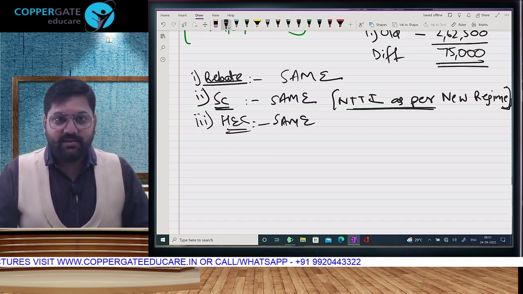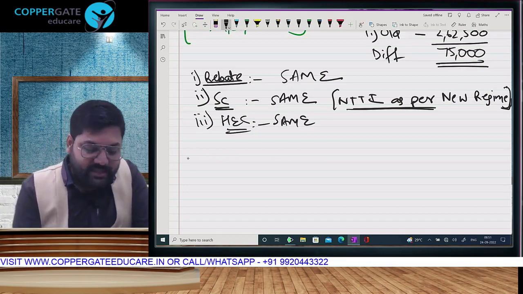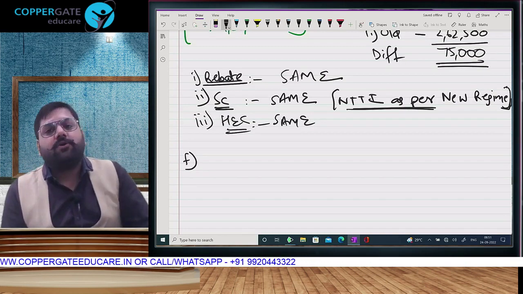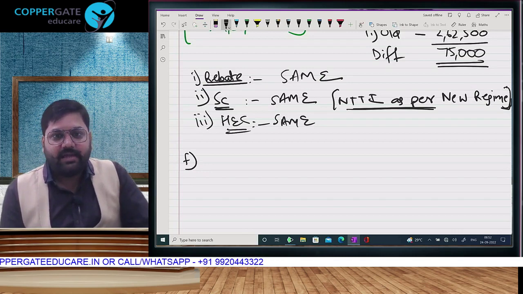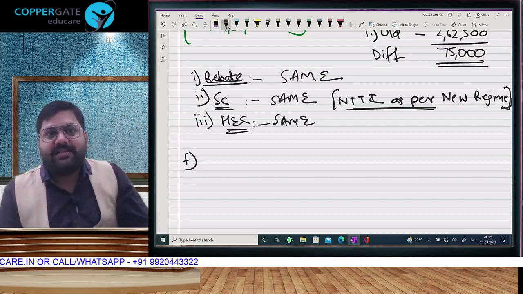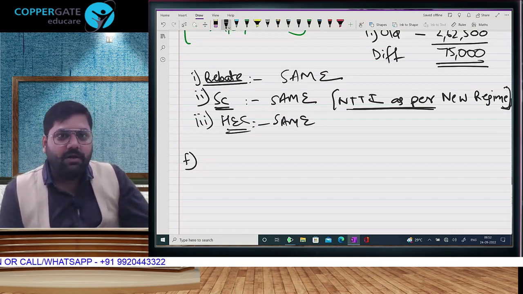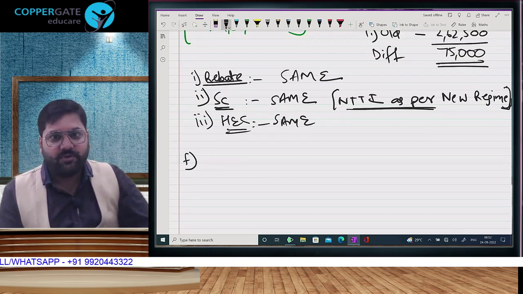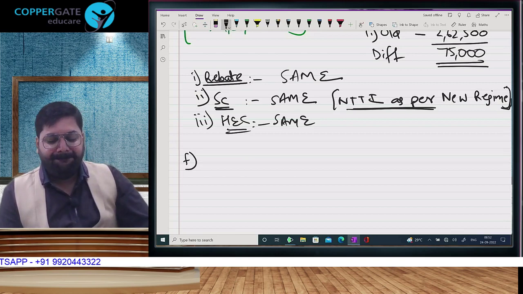Is that clear? Ye tha tax rates, and this brings me to the last point of 115 BAC. With this 115 BAC will get over. BAD will get over fast because BAD is very small. And major discussion we have already, conceptual discussion we have already done. Last point, this will take time.